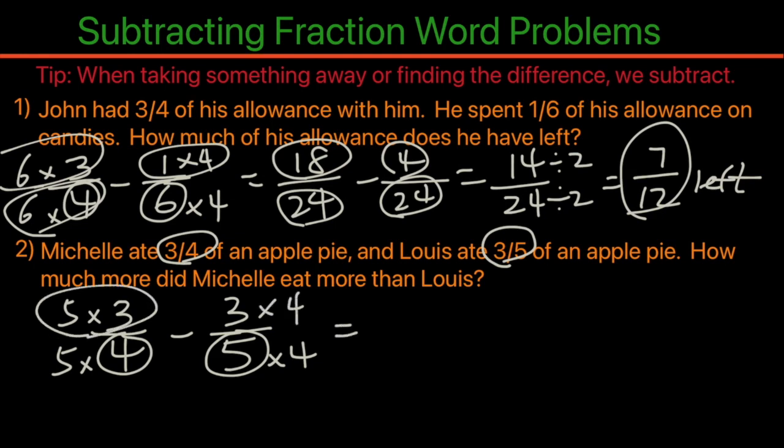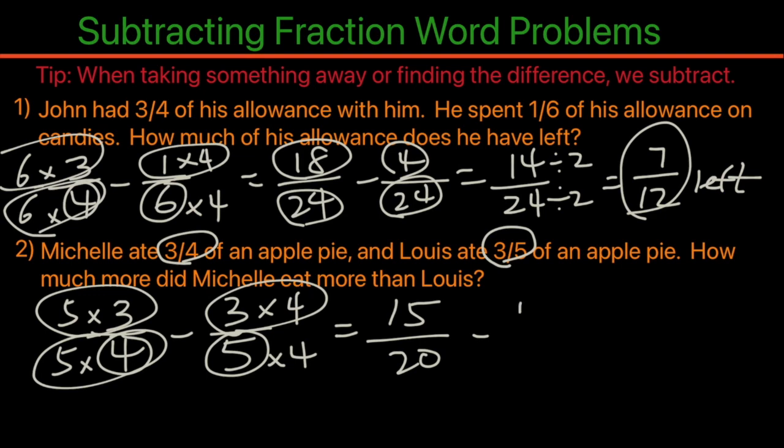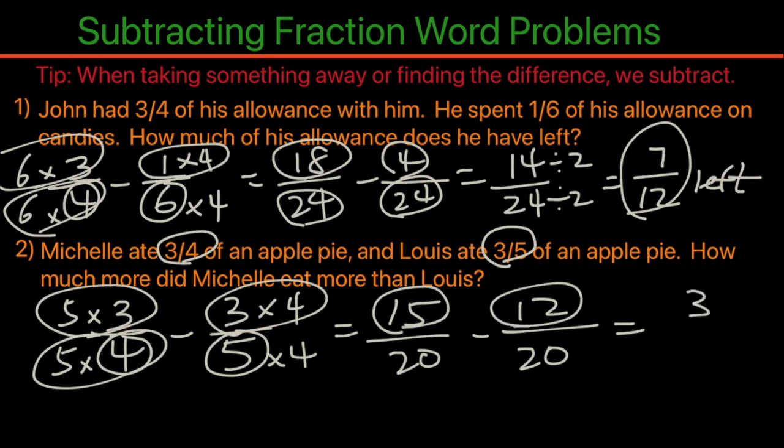Now we rewrite. 5 times 3 is 15. 5 times 4 is 20. Minus 3 times 4 is 12. 5 times 4 is 20. Now 15 minus 12, we have 3. And the common denominator is 20. So the answer is 3/20 more than Louis.